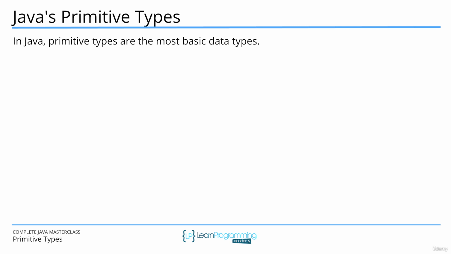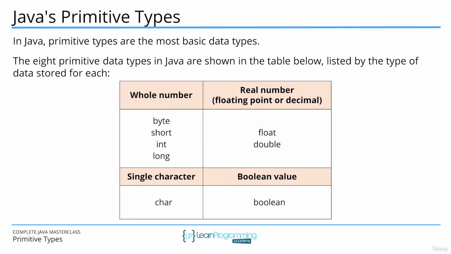In Java, primitive types are the most basic data types. The 8 primitive data types in Java are shown in the table below, listed by the type of data stored for each. You can see from this table there are 4 different types to store whole numbers: the byte, the short, the int, which we've briefly looked at, and the long. There are 2 types to store real numbers: the float and the double. And finally there is the char and the boolean, which are in categories of their own.